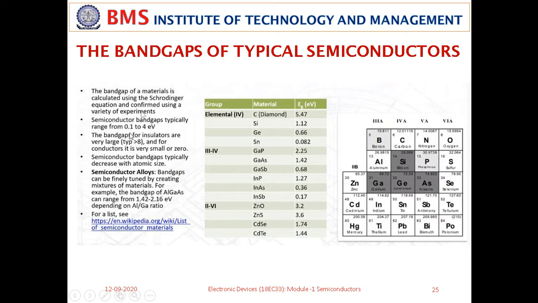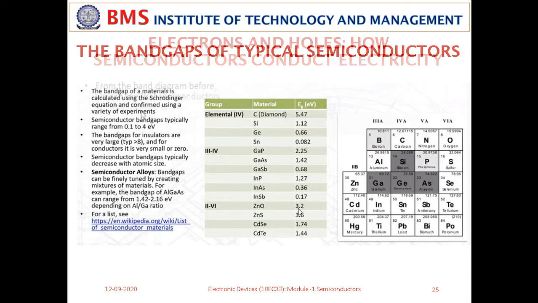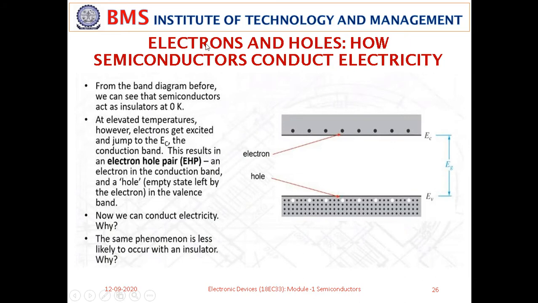Among commonly used semiconductors, germanium has a very small band gap, 0.66 eV. On the other side, gallium arsenide has 1.42 electron volts, and this is used in light emitting diode, LED manufacturing. Like that, we have gallium antimonide and a variety of materials you can see here. You can refer to this Wikipedia page to find details on different materials and their band gap energies. Let's move on to electrons and holes.